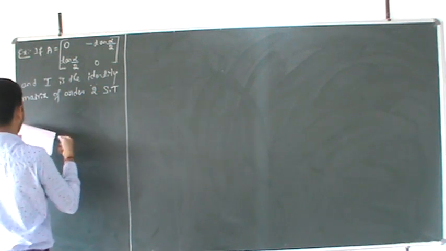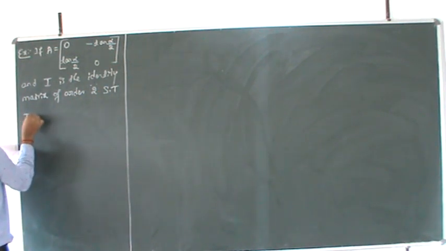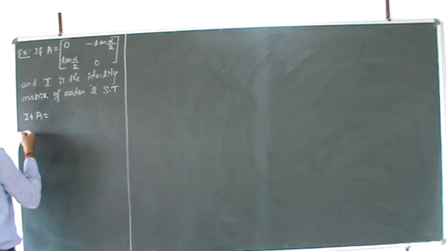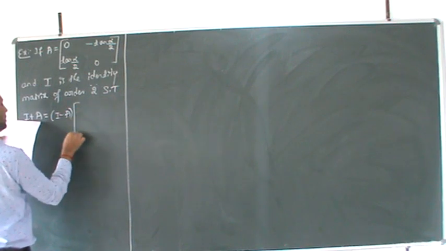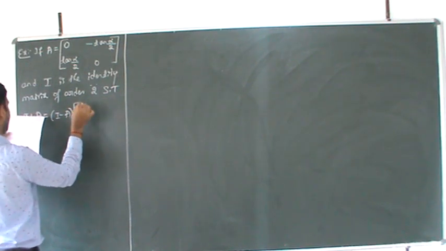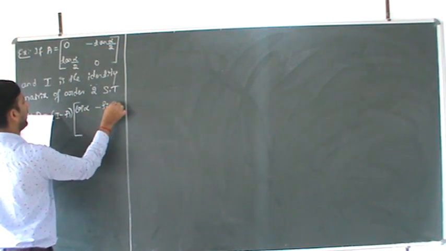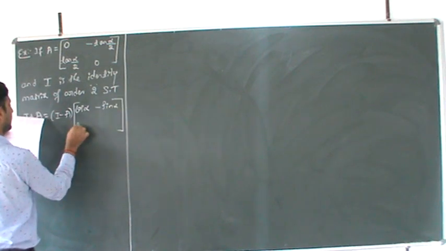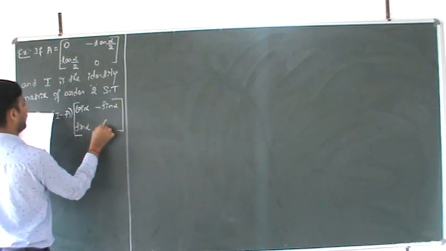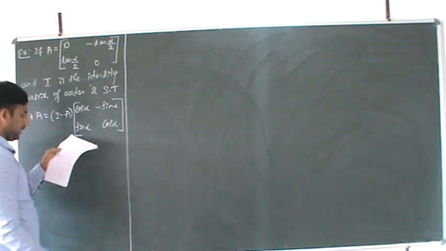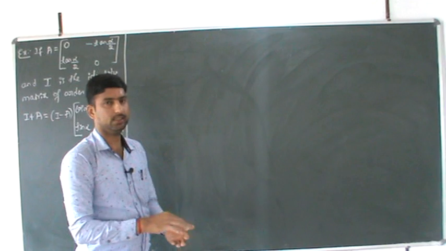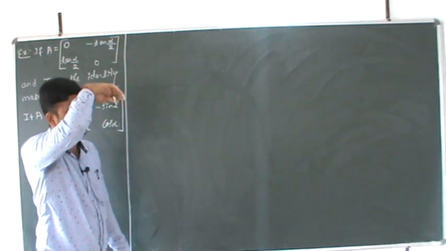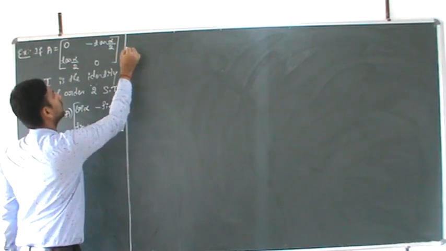Show that I plus A is equal to I minus A times [cos alpha, minus sin alpha; sin alpha, cos alpha]. This is the problem. This problem is somewhat important for the exam, in the category of 5 marks. Solution.